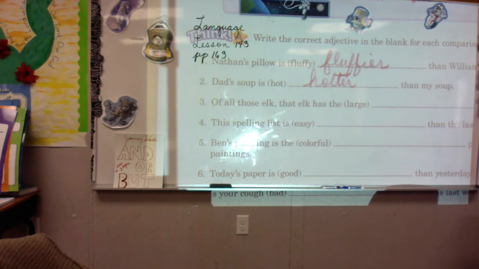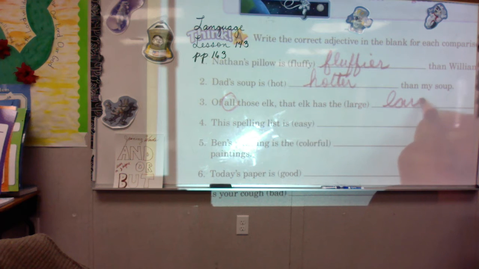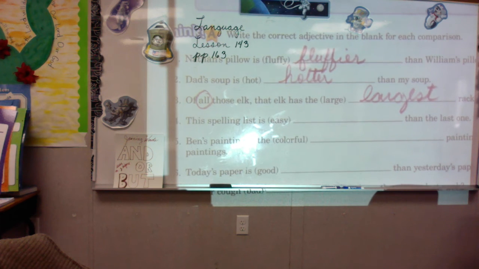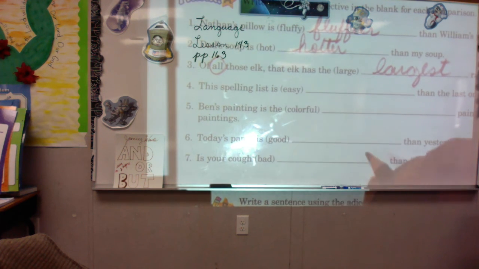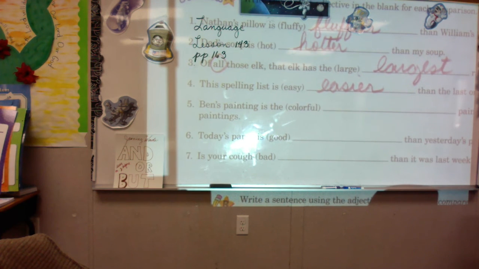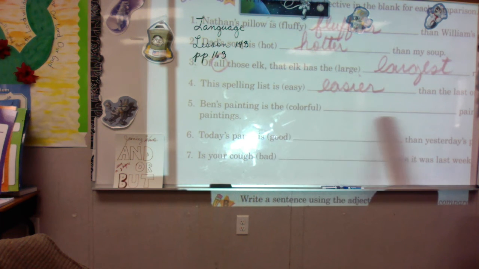Of all those elk, that elk has the large rack of antlers. All those elks, largest. This spelling list is easy blank than the last one. I'm comparing how many spelling lists? 2. So it will be easier. Ben's painting is the colorful blank painting of all the paintings.